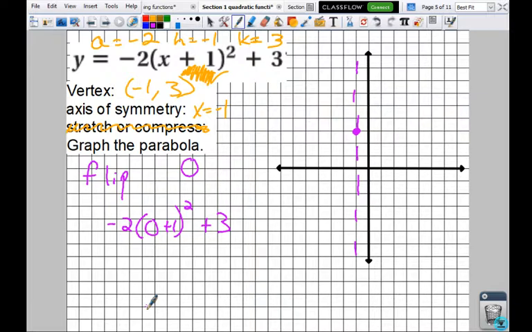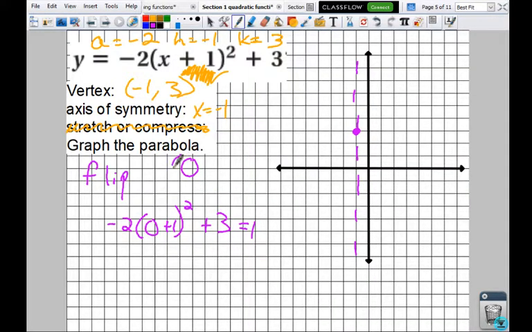0 plus 1 is 1. 1 squared is still 1. Yeah, plug it in Desmos. You know what? Let's just do it so you can see, since we got people confused. Alright, so we're going -2, 0 plus 1 squared, plus 3. Plug it into Desmos and I get 1. So where did I go wrong?